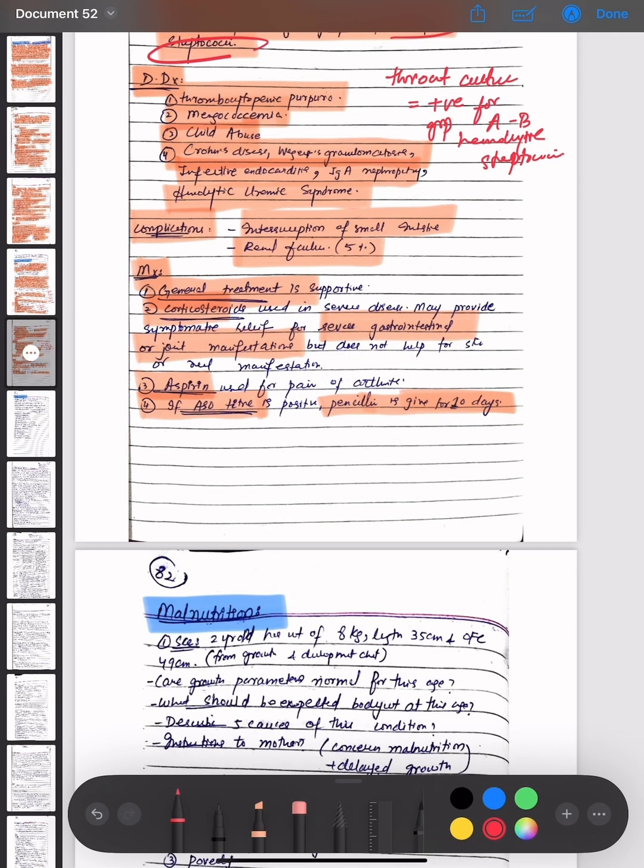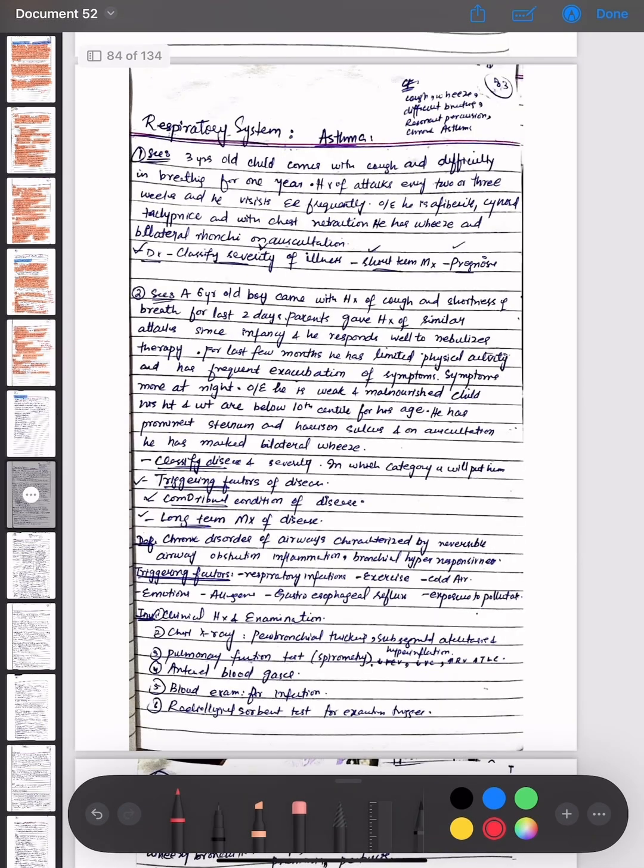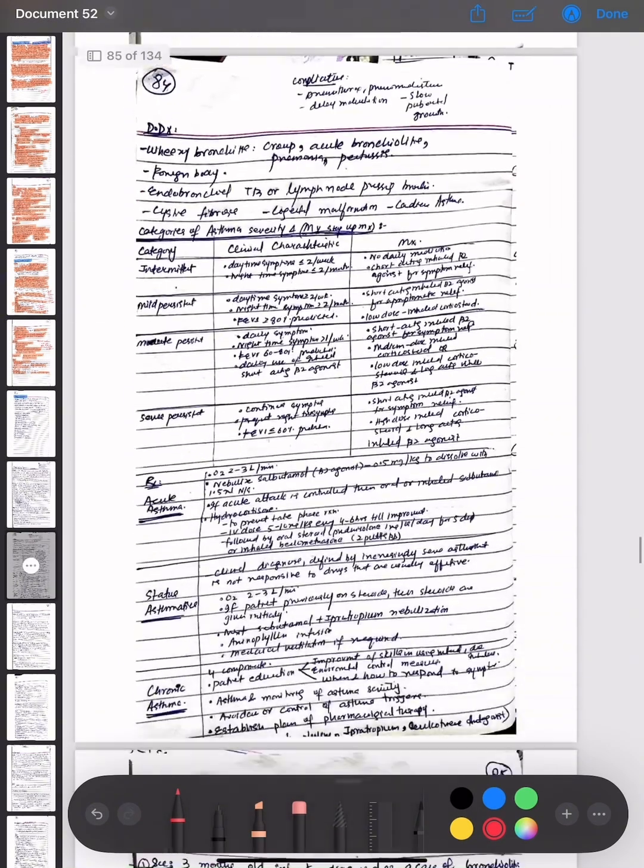In the next part, we will start the respiratory unit of pediatrics, and we will discuss asthma and the rest of the diseases.